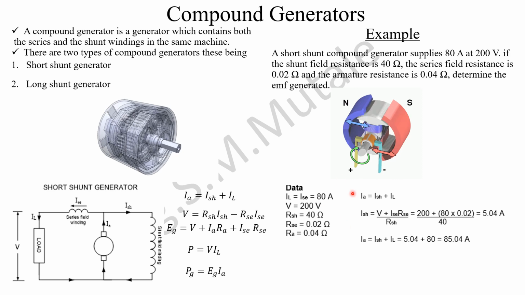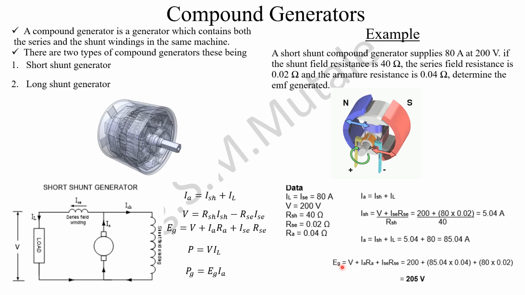But before we do that, we need to find the armature current. Armature current is basically the summation of shunt and the load. If you make shunt current the subject from one of the equations I gave you there, you're going to have the formula for shunt current, which is this one. When you do your substitutions, you're going to have 5.04 amps as the current passing through the shunt. Armature current is basically that. When you put those in there, you're going to have that as your armature current.